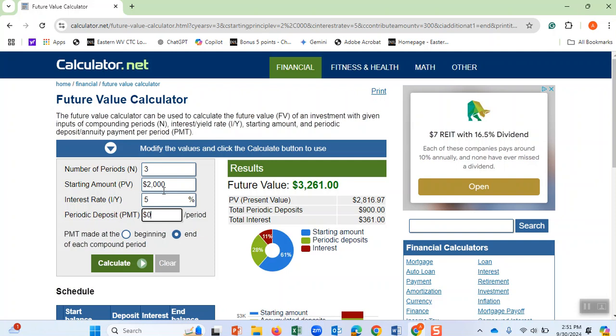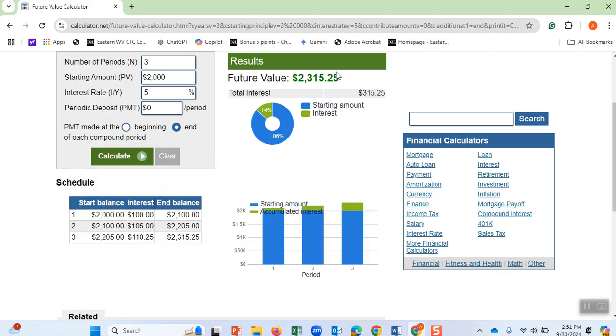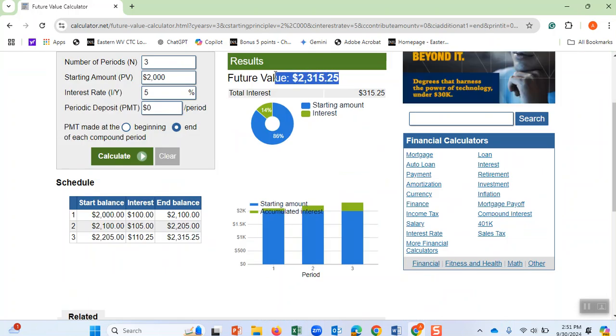My payment is zero. I am going to put in my $2,000 for 3 years, and the bank is going to give me 5%, but I don't want to contribute anything every year. I want to see how much it would be. Of course, it will be less than 3,000. Let me calculate. And here it is, it will be $2,315. That's called future value: the future value of your $2,000 when the interest is at 5%, and when you keep your money in for 3 years, assuming it compounds annually.